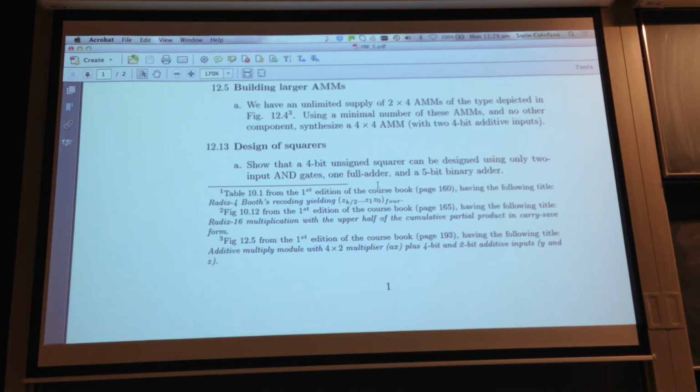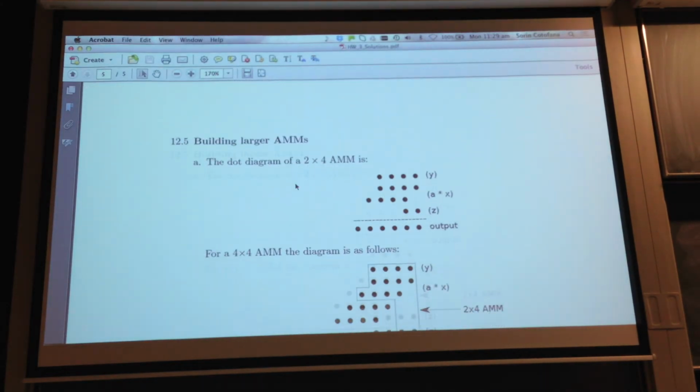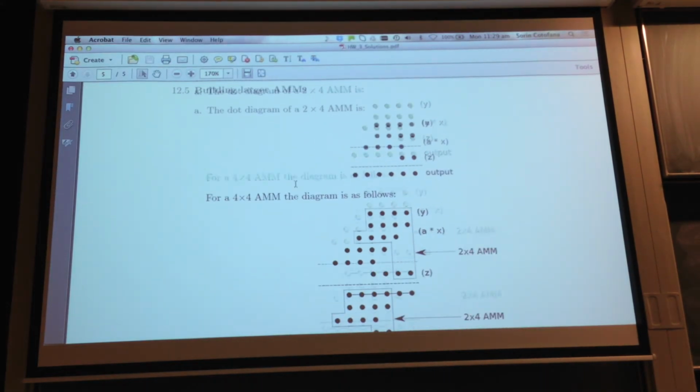Then I have some 2x4 add multiply modules, and I want to use them in order to construct in a hierarchical way 4x4 add multiply modules. Then how do I do that? This is a simple question, I would say, and I can solve it in 2 ways.